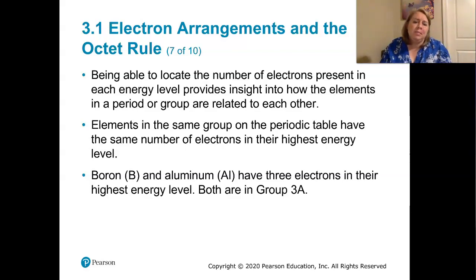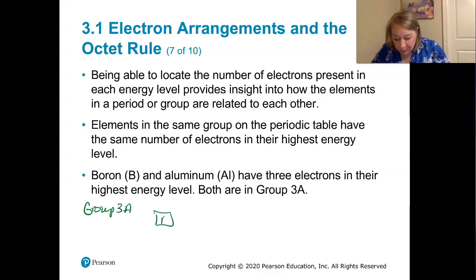So look at their example, boron and aluminum. If you look at your periodic table, where is boron? Boron should be in group 3A, right? And then right underneath boron is aluminum. So boron's 5, aluminum's 13, right? That's their atomic numbers. So even though they have different atomic numbers, they both have 3 electrons in their uppermost energy level. So let's go and check that.